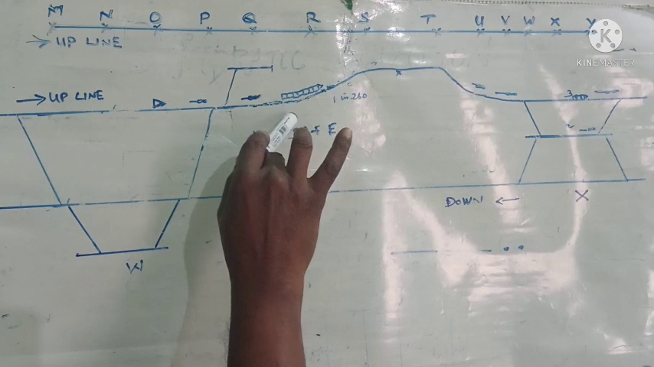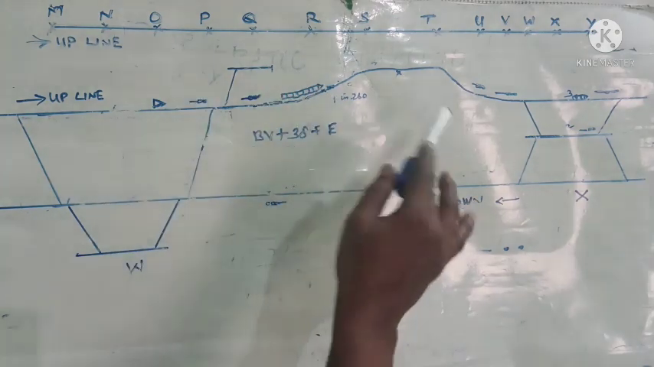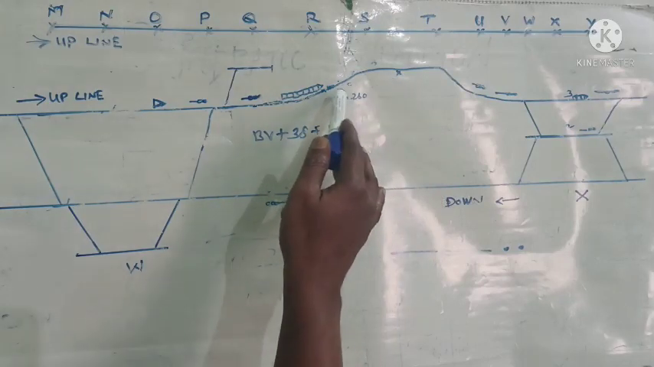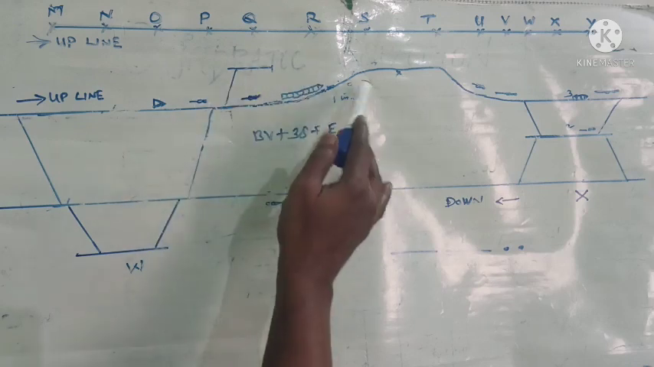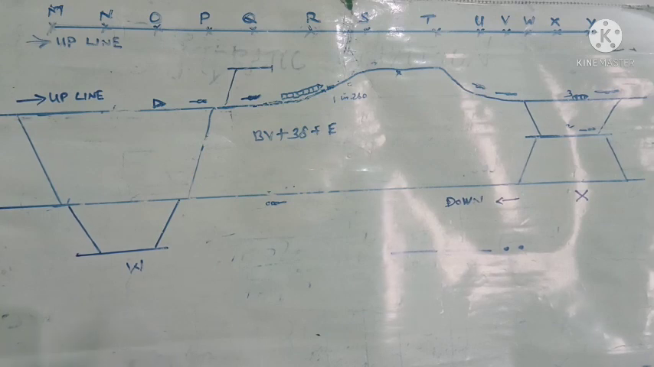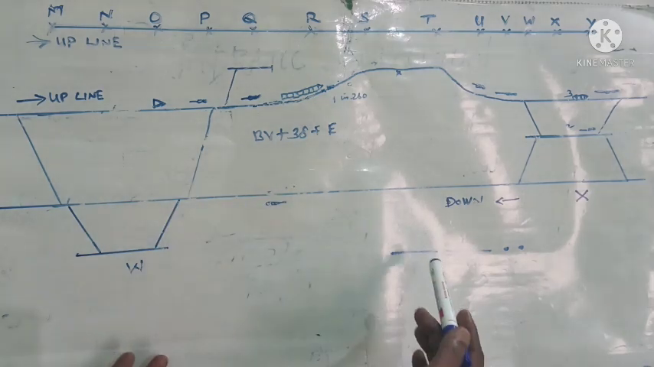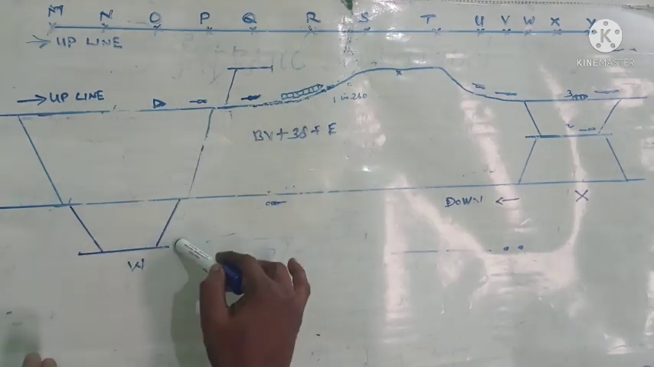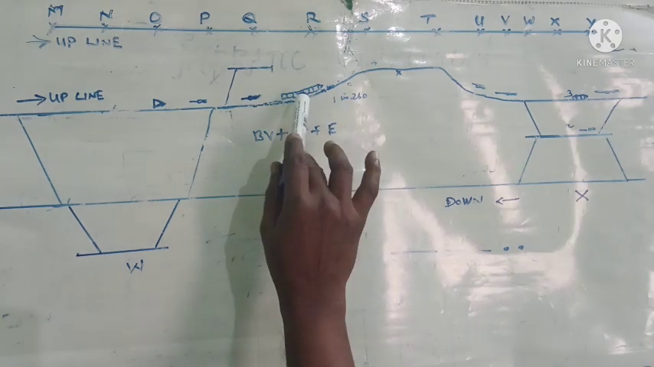Now the guard will get down and proceed towards the engine on the left side of the train. In the same way, the assistant loco pilot or loco pilot will get down and move towards the guard on the left side of the train. Now they will meet together and decide what to do. They will contact the controller. The controller may say that a loco can be arranged from station W or station X.